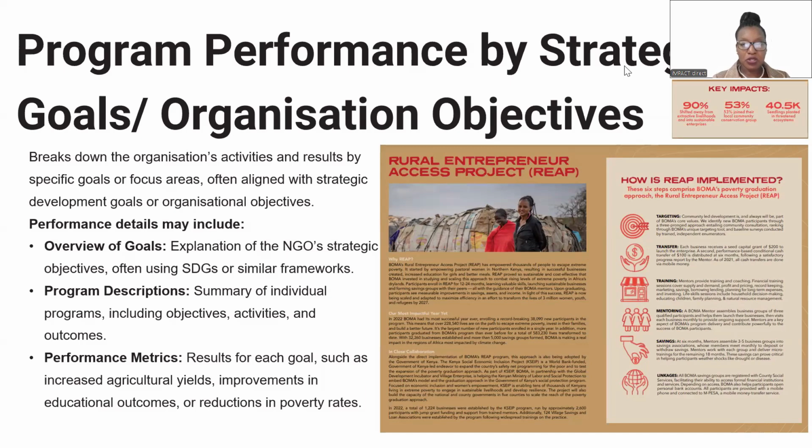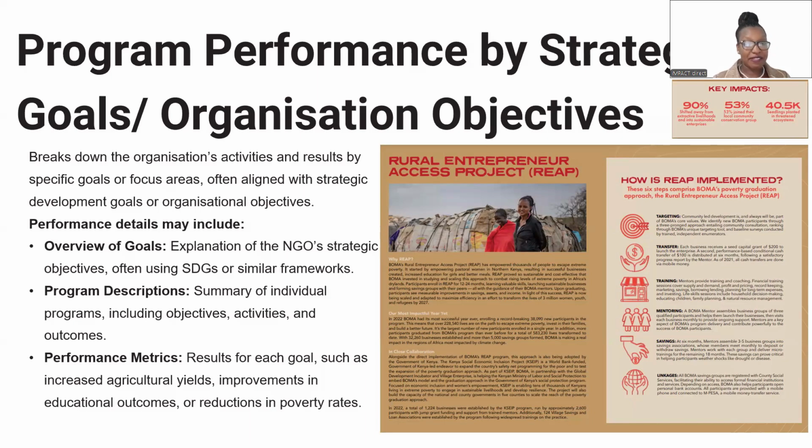And so in that aspect, in the program performance, you break down the organization's activities and your results by the specific goals or focus areas. So number one, you're able to look at the overview of the different goals available. So, just a short explanation of the NGO's strategic objectives and what you aim to achieve. Number two, program description, looking at the individual programs, what's its objectives, what's its activities, what's the intended outcome.